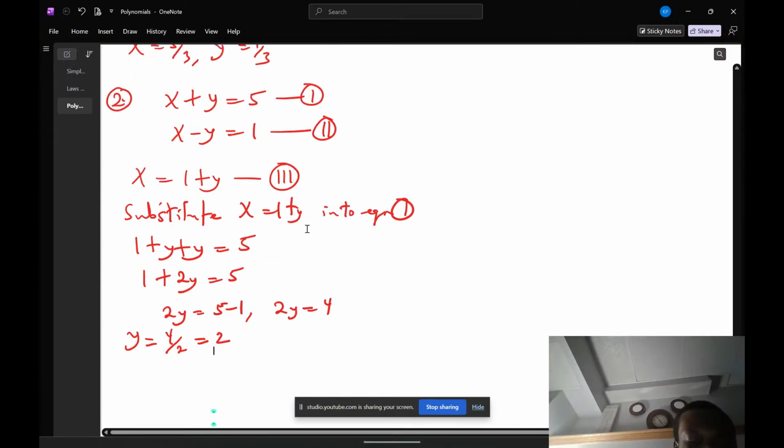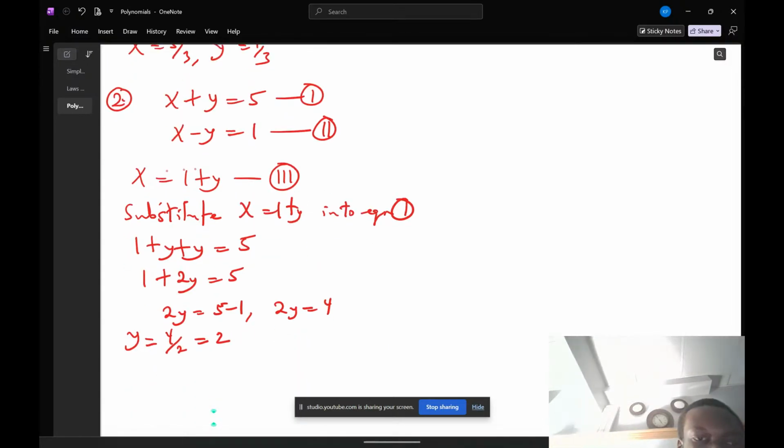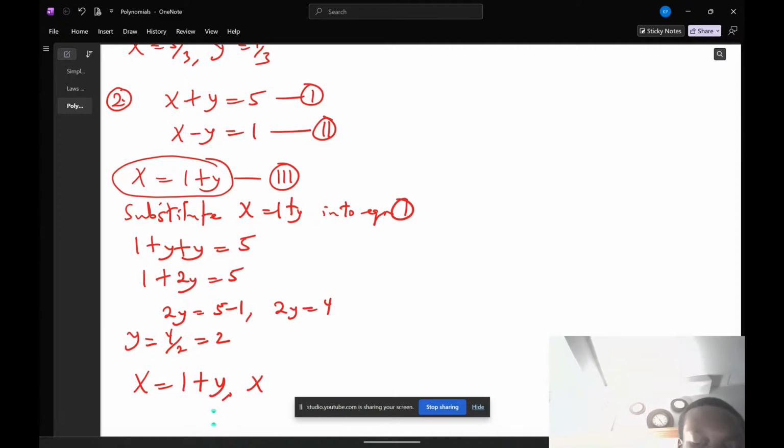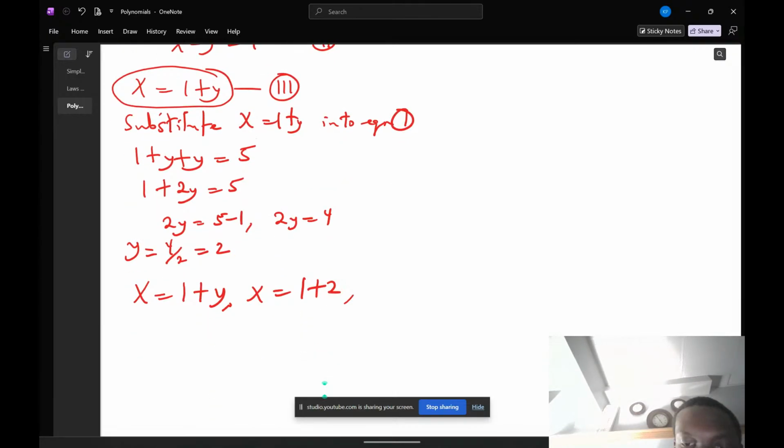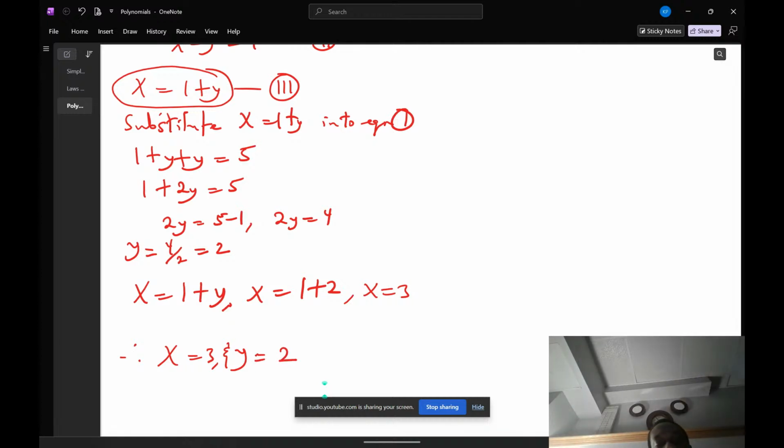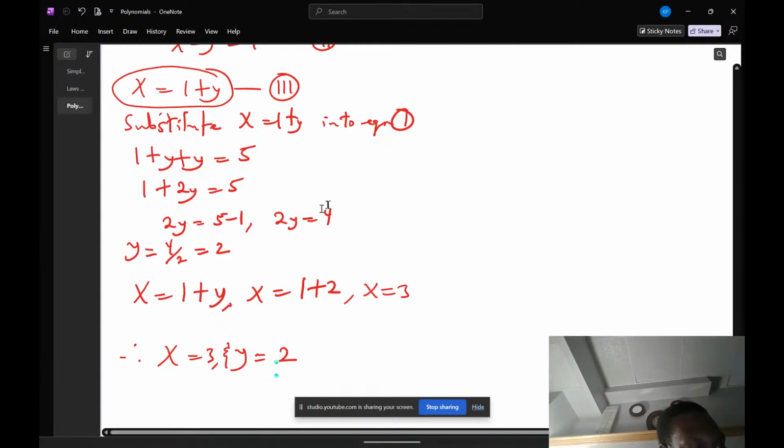Okay, so since we know that y is equal to 2 now, let's come back to this equation that I wrote earlier, equation 3. So that will be x is equal to 1 plus y. That will be x is equal to 1 plus 2. Okay, so that will be x equals 3. So therefore, we say x is equal to 3 and y is equal to 2. Okay, so I'm going to do something that's a little bit more complex.